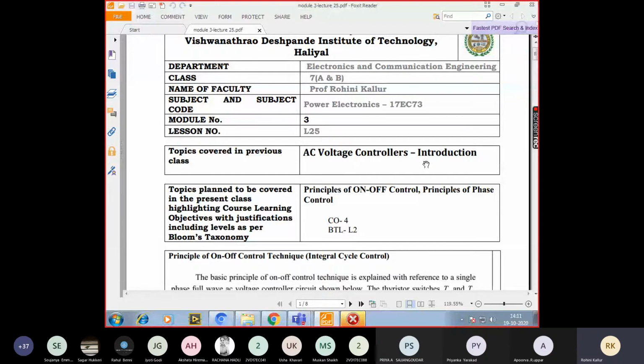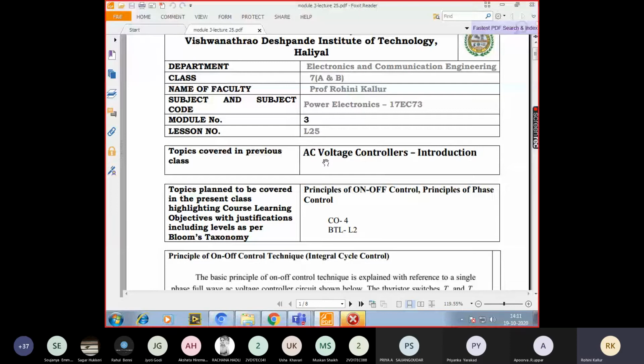So where will I be using this? Wherever I want a controlled AC as an input, there I will be using this AC voltage controller as a controller or a converter device. Then we have seen the block diagram of the AC VC, which has the fixed AC at the input side and controlled AC at the output side.